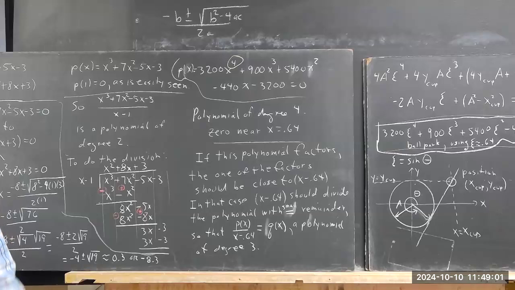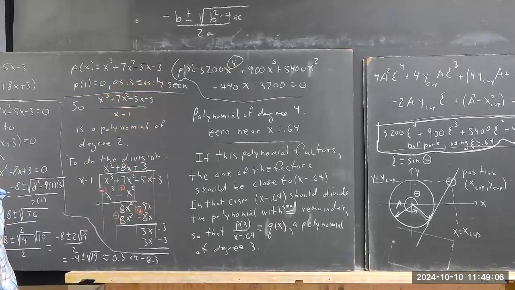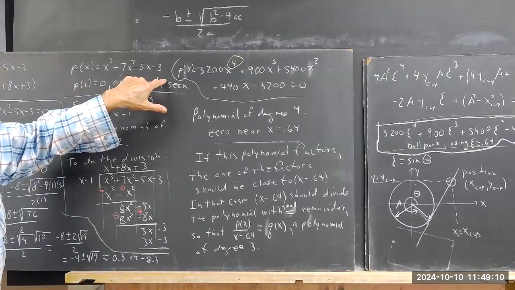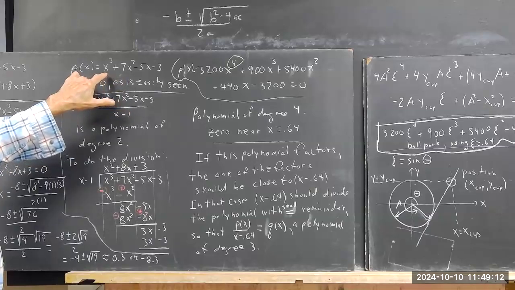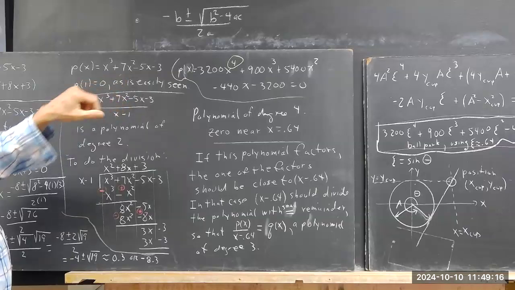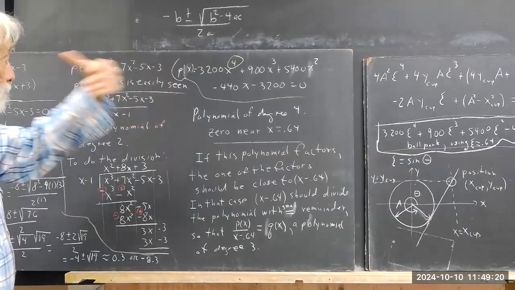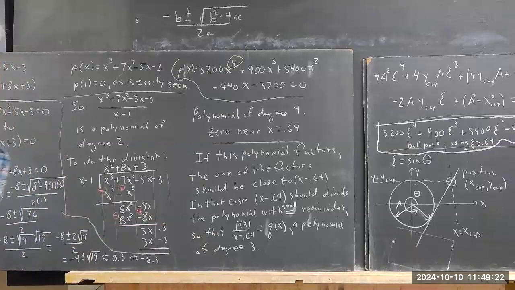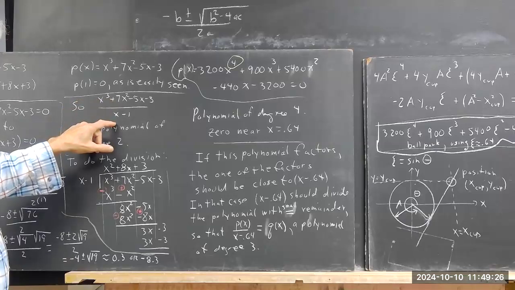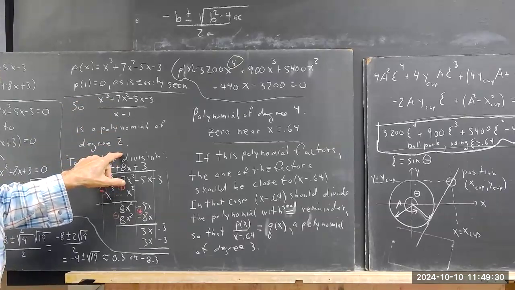Okay, this P of X equals X cubed plus 7X squared minus 5X minus 3. We can easily see that if X equals 1, this is 0. Because if X equals 1, that's 1, and that's 7, so that adds up to 8. But that's minus 5, and that's minus 3, adds up to negative 8, we get 0. It follows that this divided by this should be a polynomial of degree 2.